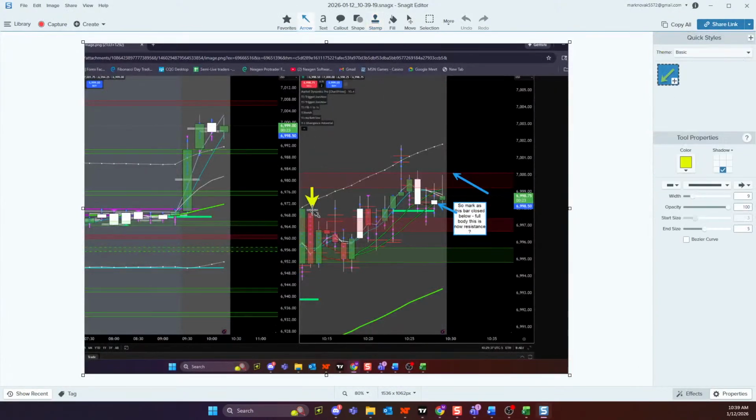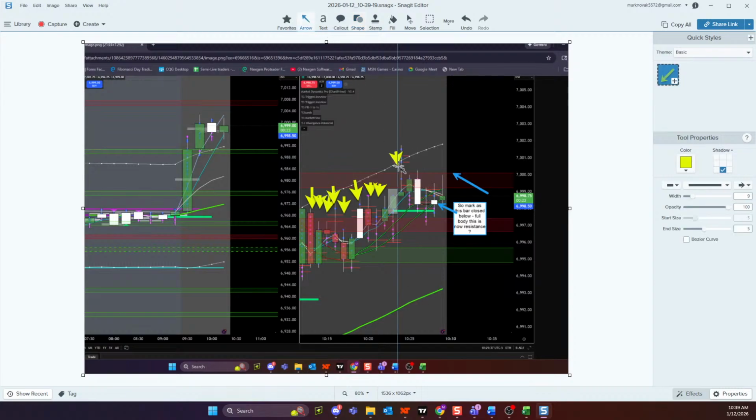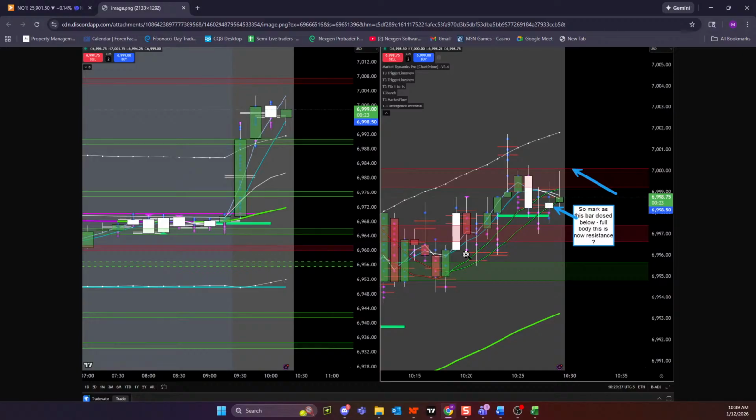Jen, resistance, resistance, resistance, support. That's how that works, Jen, right? Resistance, resistance, resistance. But look, it pulled back to support that used to be resistance. And look what it did. It bounced. Yeah, a full bar below won't make it more resistance. It's still just resistance.